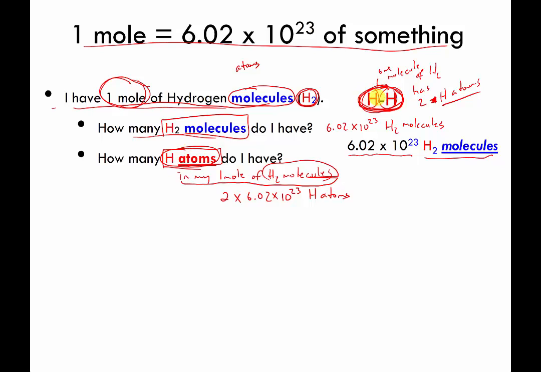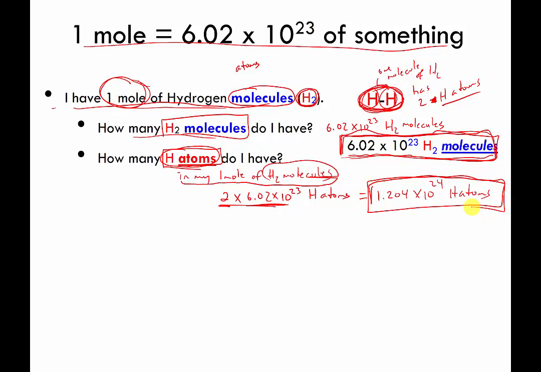Well, there's two inside of every one, so I have to have two times as much as the number of molecules that I have. Or if you want to keep going with my analogy, I have to have two times as much as the number of eggs that I have. And this, again, if you multiply this out, it's going to be about 1.204 times 10 to the 24 H atoms. So the answer to the second question is what I'm circling here. Because for every one molecule, I have two H's as part of the molecule.